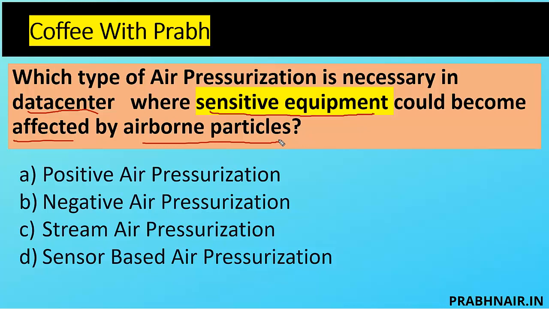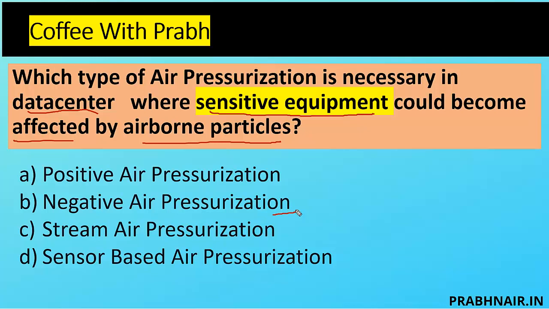When you're talking about positive air pressurization and negative air pressurization, I would like to discuss these two first. Negative air pressurization occurs when the building pulls air from the outdoors.